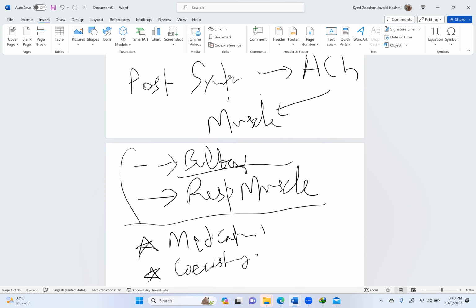autoimmune diseases. Coexisting autoimmune disease. Okay, there is association of other autoimmune disease.